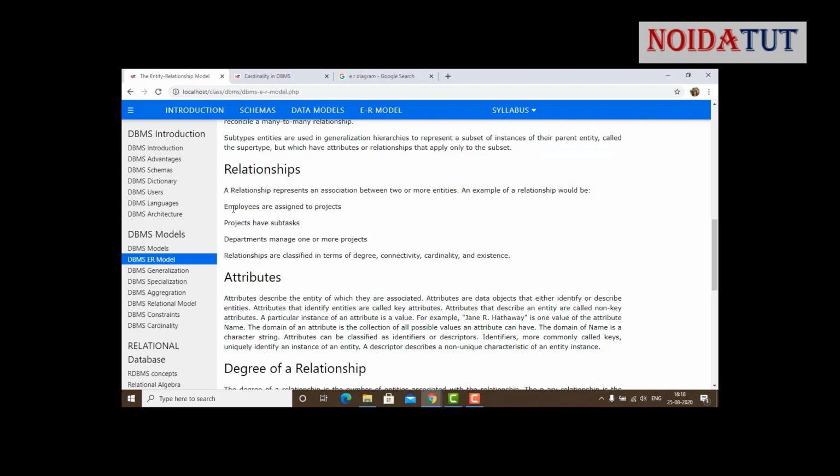Suppose we are talking about employees, so how the employees are related to the organization. The same employee can have a bank account, so how are these employees connected to the bank account? An employee can be a father to his child, so how is that employee related to his child? So these are the relationships which we manipulate among the entities.